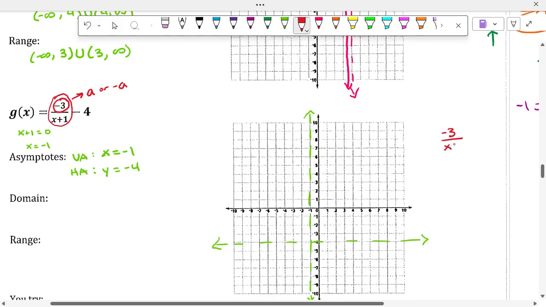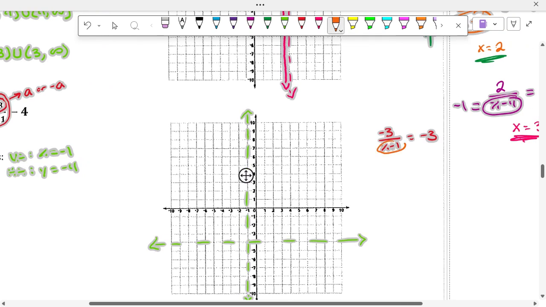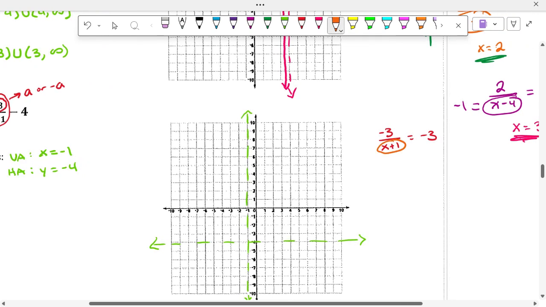So I want -3, x plus 1 is equal to -3. I don't care about the -4 right now because we're only finding the x value. What do I need my denominator to equal? We need it to equal 1 so that -3 divided by 1 is -3. So what value of x would give me 1 in the denominator? 0. So x has to be equal to 0.